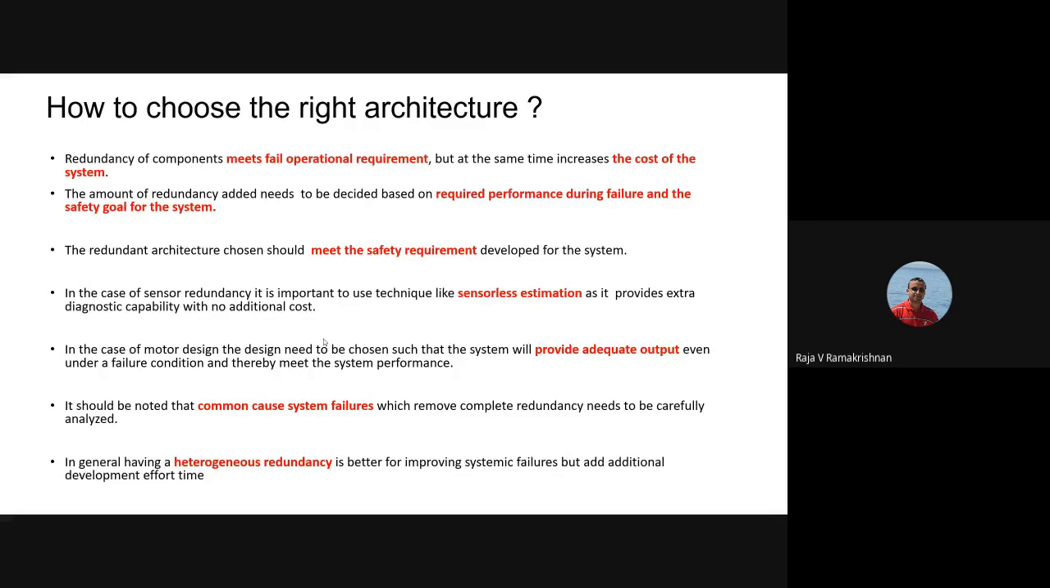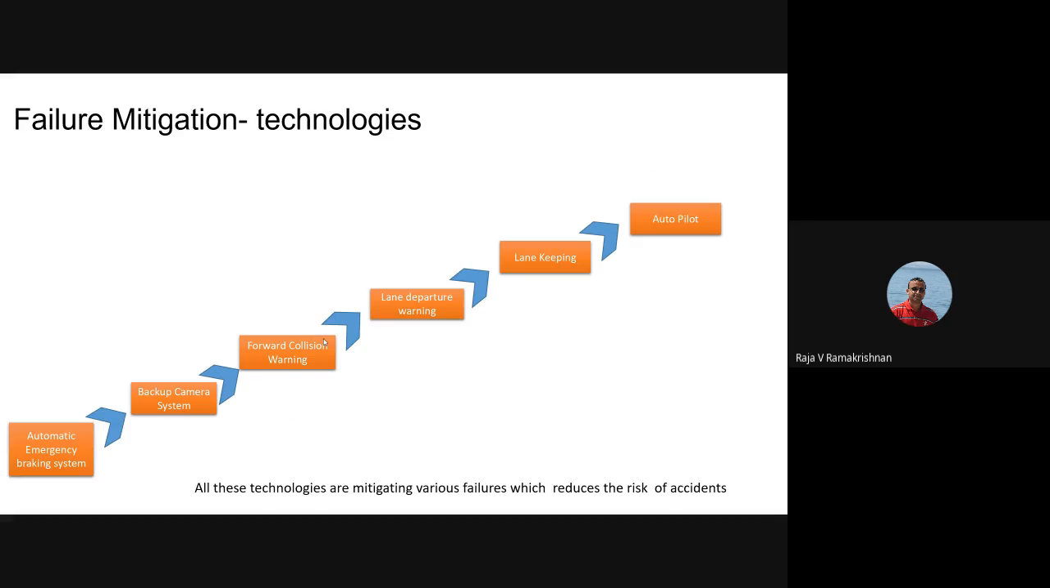In general, heterogeneous redundancy is better because you have two different systems designed differently but achieve the same functionality. But the problem with heterogeneous, as we see right now, is the time to develop the system. So I think what is happening in our industry right now is we start with homogeneous, and as we keep improving, we move towards heterogeneous redundancy.